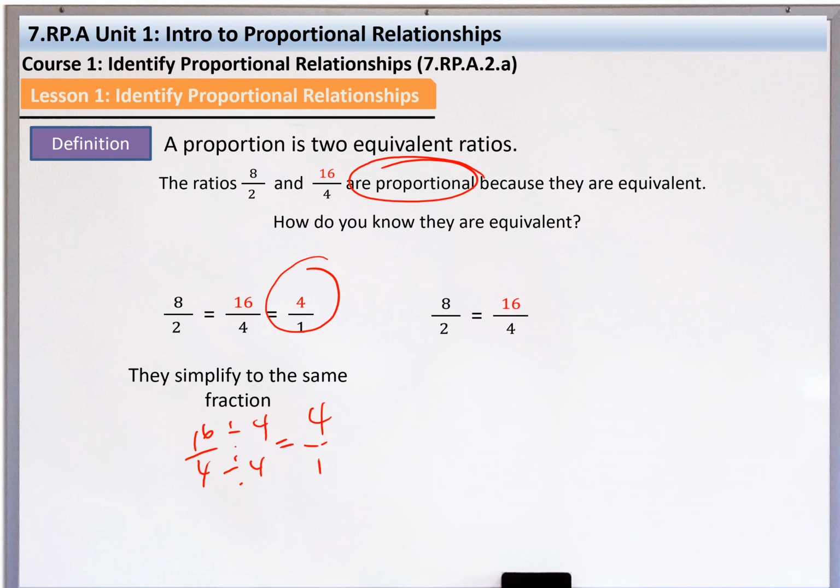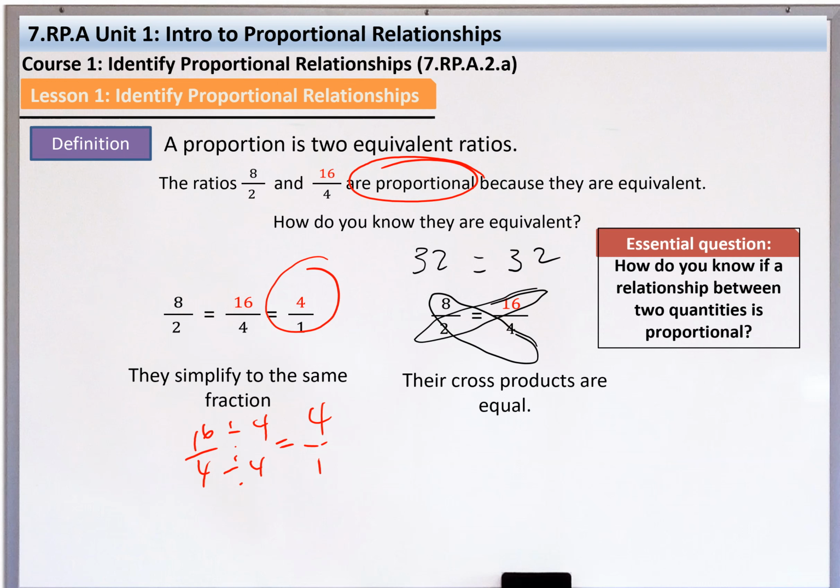Another way you can do it is cross multiplication. 2 times 16 is 32, and 8 times 4 is 32. So if my cross products are equal, then my 2 ratios are equal. So that's just 2 ways you can determine if 2 ratios are equivalent or proportional.